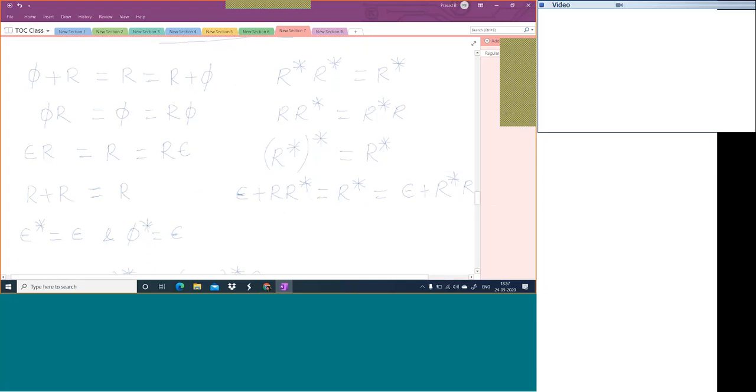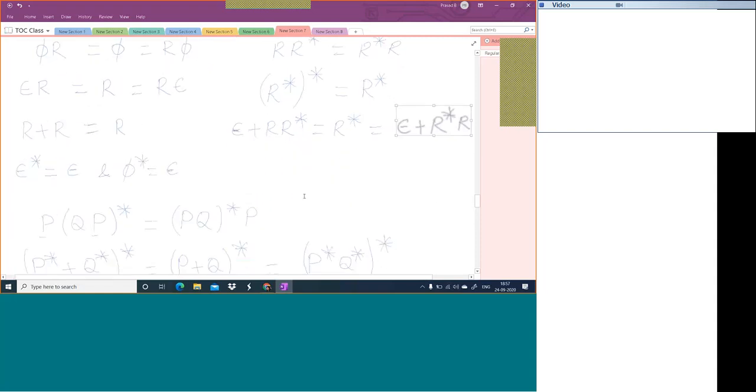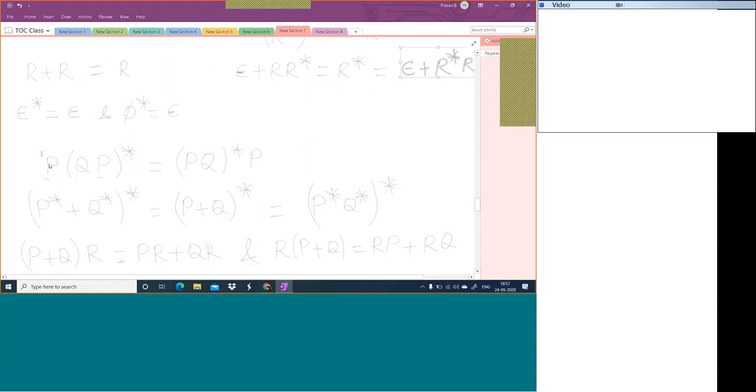Now guys, here I told you r star is r plus. For this r plus, if I add epsilon, then what will you get? If you add epsilon, you will get epsilon, r, r square, r cube, r power 4, and so on, which is r star. Okay. So similarly, epsilon plus r plus is also r star. Now, here, if this and this are same, you can see this is P and this is also P.